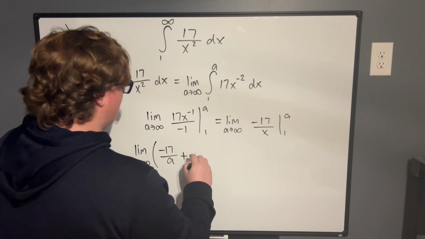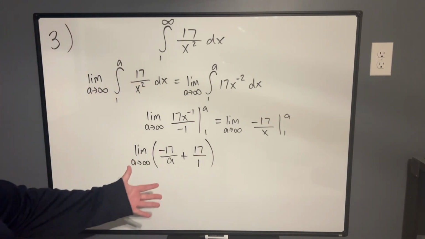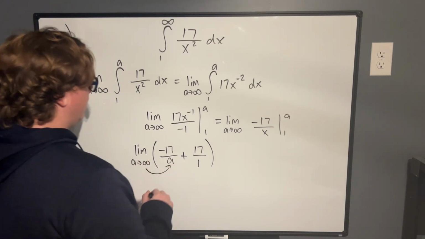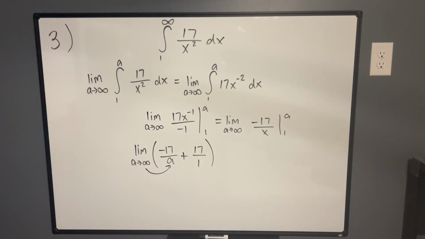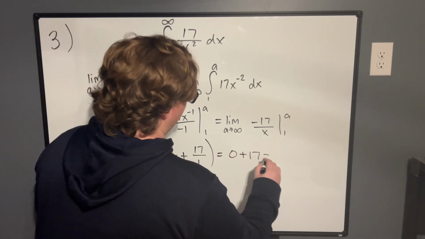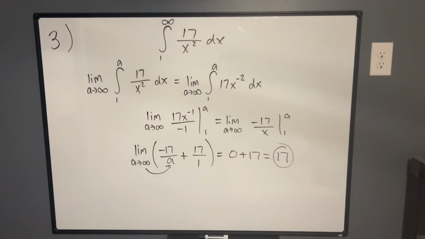So plus 17 over 1. Now, of course, 17 over 1 is just 17. And now this limit, as a goes to infinity, well, the denominator is getting really, really big, so the entire fraction is getting really, really small. So this is going to, of course, be 0 plus 17, which evaluates to just 17. So that means that our answer for this definite integral is 17. So that's it for number 3. Let's go ahead and move on to number 4.